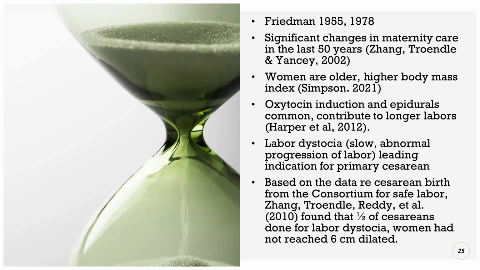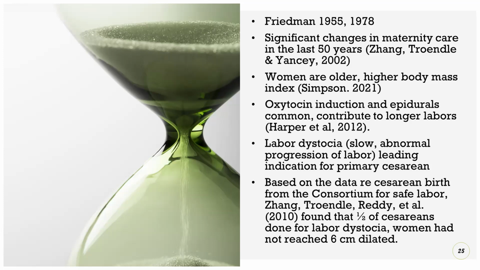So based on all of this data, they found that half of cesareans are done for laboring women that have not even reached 6 centimeters. They're looking at these old Friedman curves and saying, well, she's fallen off the curve. And so this is a failure to progress labor.